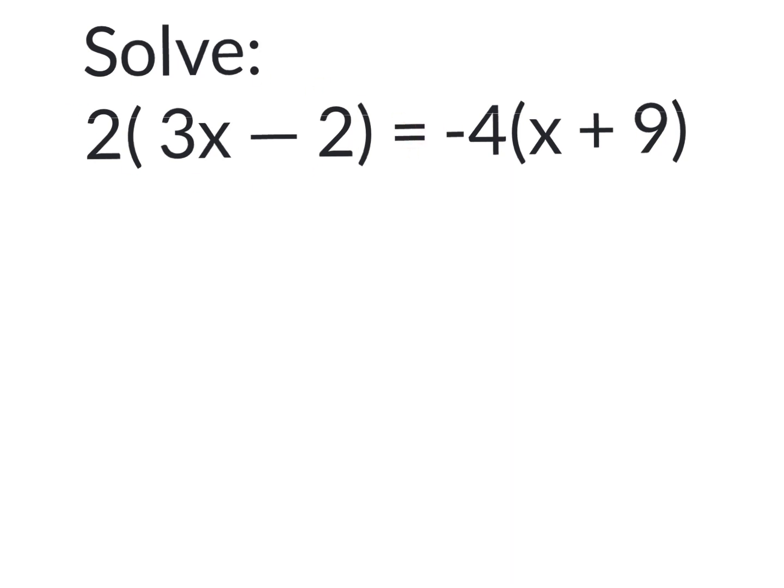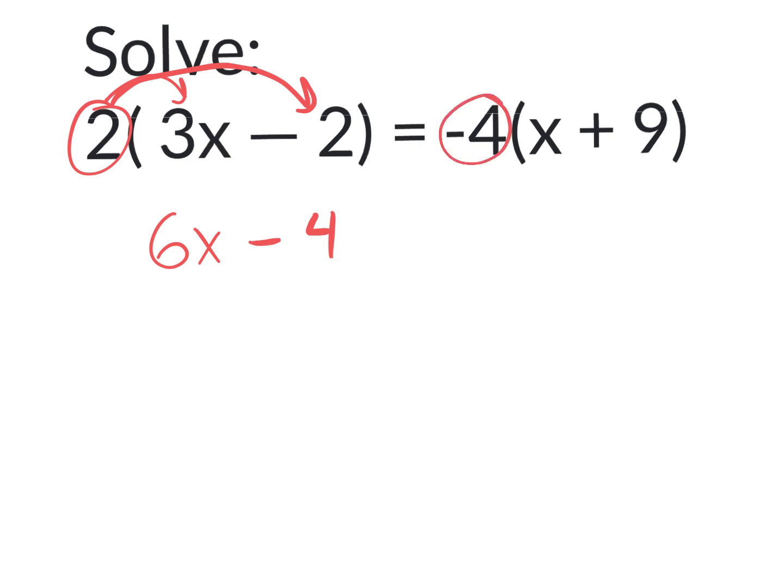On the left side, I am going to distribute 2 times 3x, and that will give me 6x. And then 2 times -2, that will give me a -4. And that's all I could do on the left side. Then I go to the right side and I distribute this -4. -4 times x, that's a -4x. -4 times 9, a negative times a positive is a negative. 4 times 9 is 36. And again, you could use a calculator. Bring down that equal sign. There's your new simplified equation.